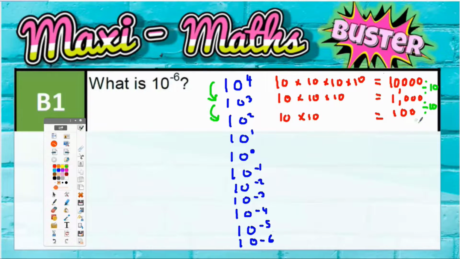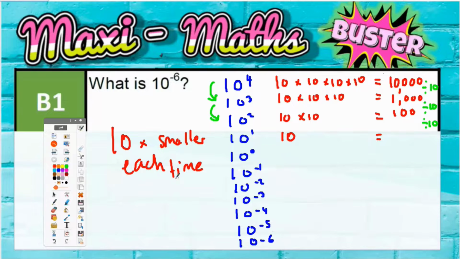So it follows on that when we go down again to the 10 to the power of 1, we divide 100, the previous answer, by 10. 100 divided by 10 is just 10. So 10 to the power of 1 is basically just 10. But then we've got to continue this pattern. So every time we go down another power of 10, we are getting 10 times smaller. In other words, we are dividing by 10. So 10 times smaller each time, or divide by 10 each time.